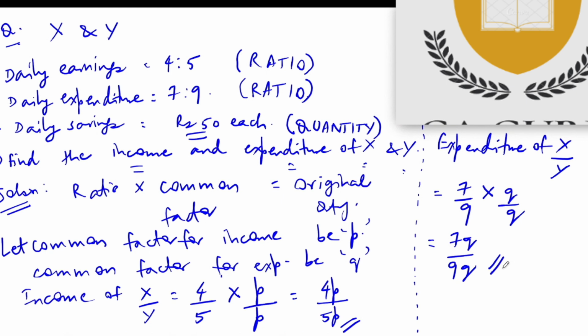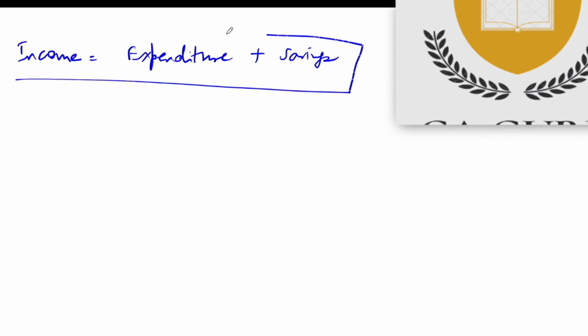Now we know the relationship of income of X and Y in terms of the common factor, and expense also. Now let us come to the savings. Whatever income we earn, we have an expenditure against it, and some of it we save. So income is always equal to expenditure plus savings.